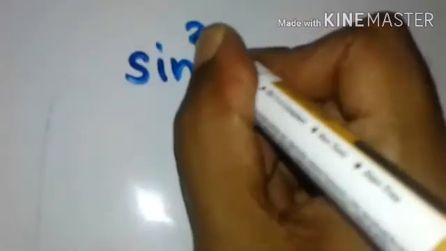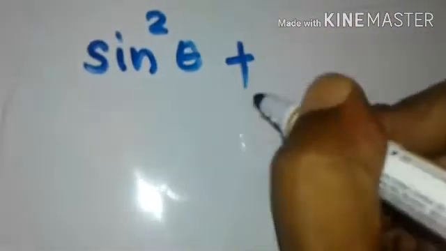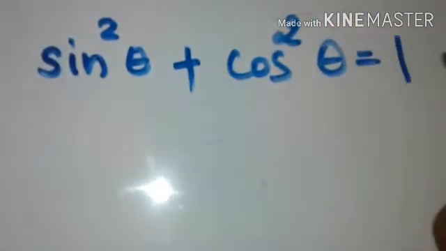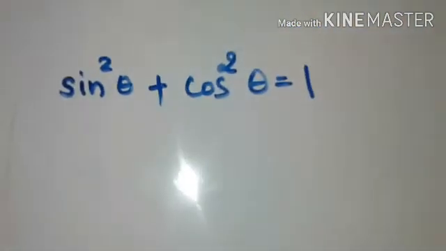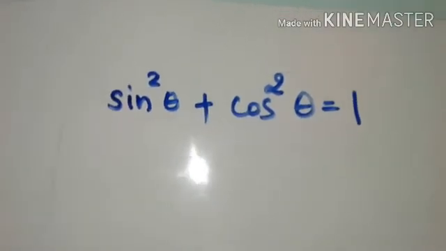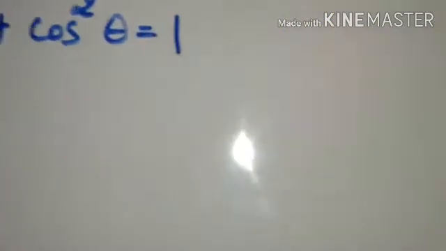Sine square theta plus cos square theta is equal to 1. Okay, sine square theta plus cos square theta is equal to 1. And if you need a proof for that, this is a right angle triangle.